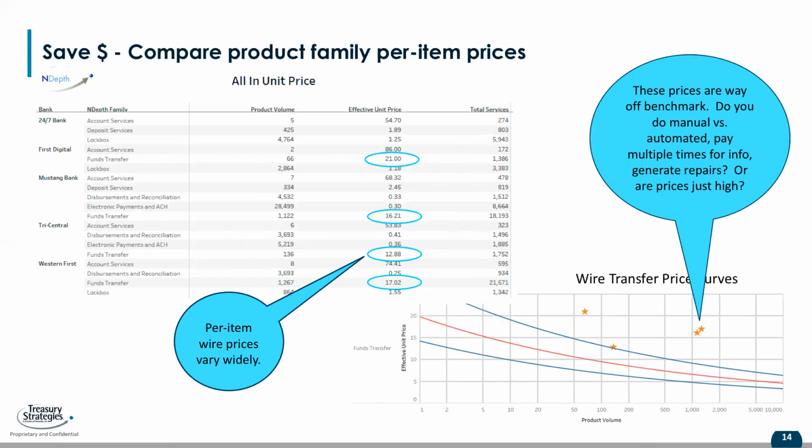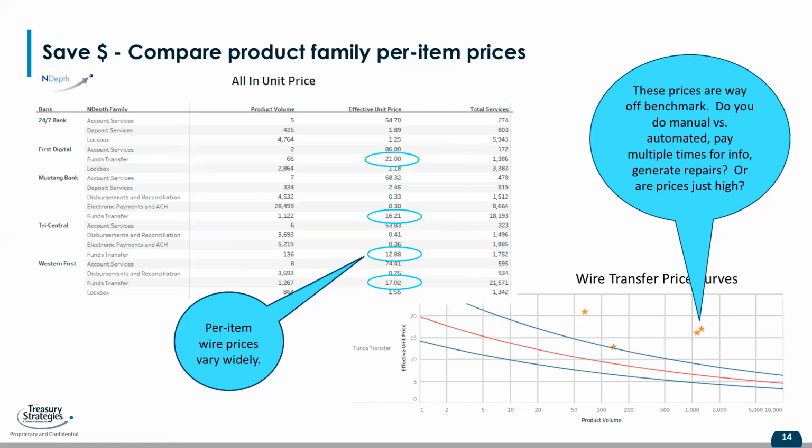So look down in the bottom right-hand corner where we've got the wire transfer price curves. These are identical in concept to the ones that Tony showed you a few minutes ago for Lockbox and funds transfer, ACH. And the gold stars are my 4 wire transfer banks plotted on the benchmark curves. Now, none of my banks has a price for me that's below the 25th percentile. In fact, they're all above or slightly above the 75th percentile.